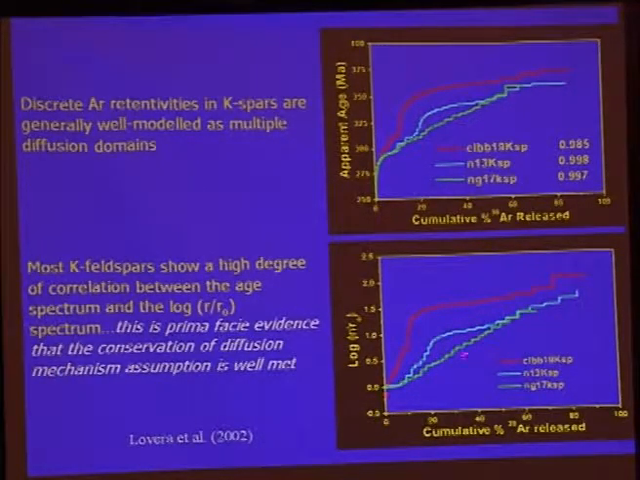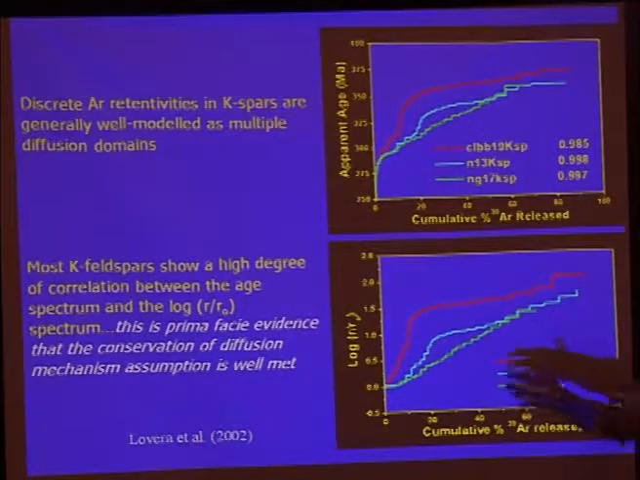Some are linear. This shows essentially a continuous distribution of domain sizes. This is more discrete. You can get values as high as 0.99. Well, this is our prima facie evidence that the diffusion mechanisms and boundaries that defined the argon retentivity in nature are the ones that we're interrogating in the laboratory.